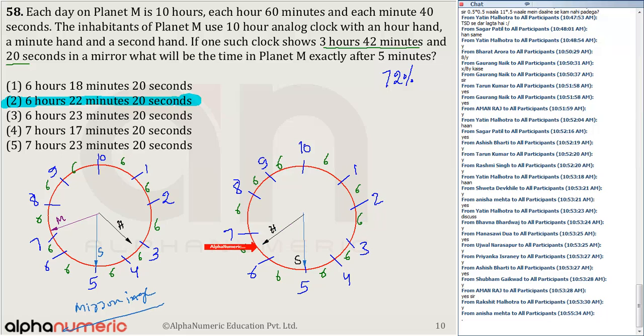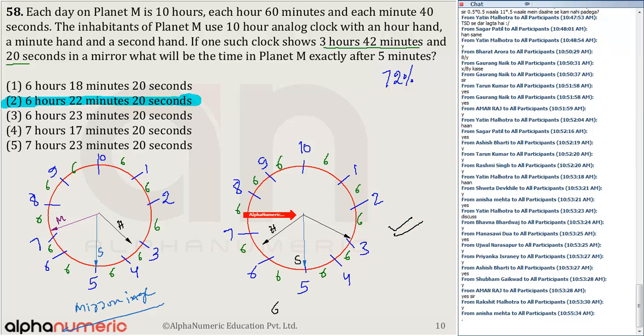Now the minute hand. Let's concentrate on the minute hand. 1, 2, 3: third arc from the left hand side. So in the mirror image, 1, 2, and 3, it will come like this. 3 hours and 42, so it will come on this side. So I put the minute hand here. This is the minute hand. It should be just above 6, slightly above 1, 2, 3. It will be like this one.